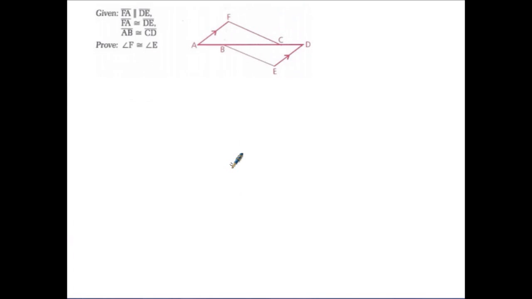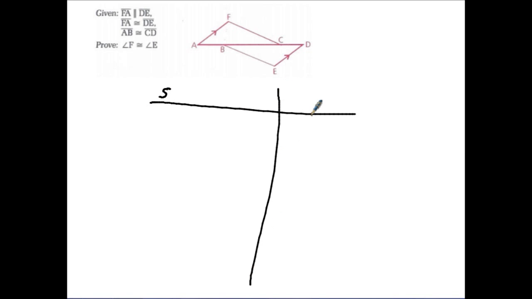And now we start with a proof. So here we go. We're given a set of parallel lines. FA is congruent to DE and AB is congruent to CD. Let's see what you can do knowing what you know. Here we go. Hopefully you pressed pause and you're just checking your work. We got our statements and our reasons.